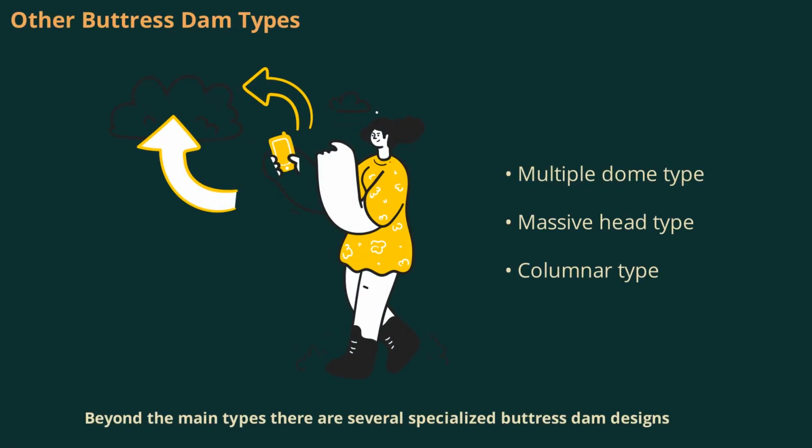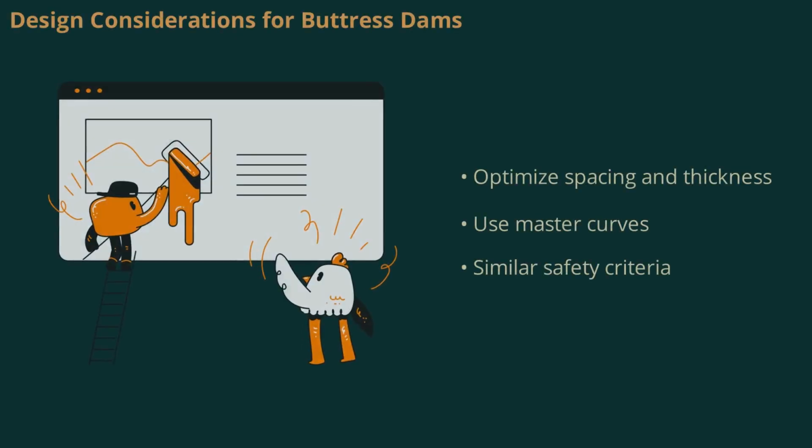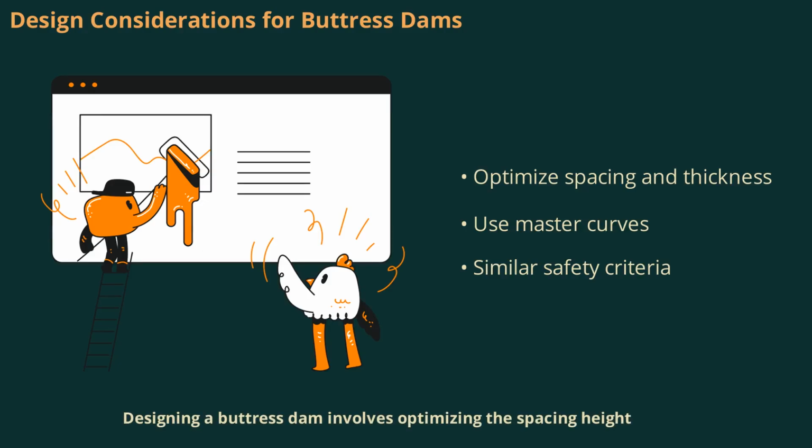Beyond the main types, there are several specialized buttress dam designs. The multiple dome type replaces arches with domes, allowing for even wider buttress spacing, but requiring very stable foundations. The massive head type enlarges the heads of the buttresses to form a continuous water-supporting surface, offering construction simplicity and increased resistance to sliding. The columnar type uses columns to support the deck, but is less common due to construction challenges and cost.